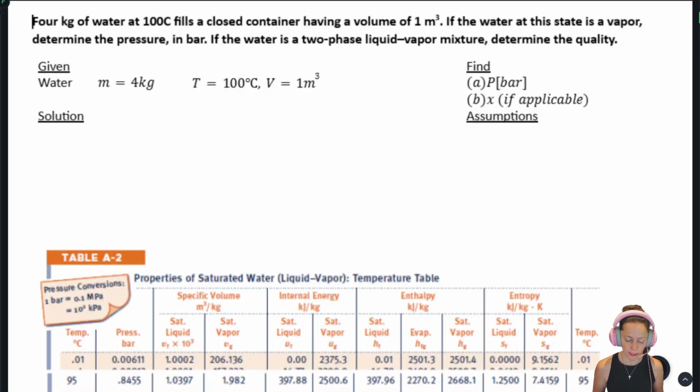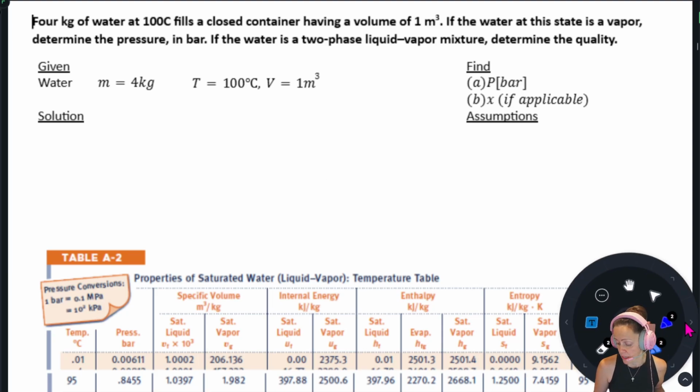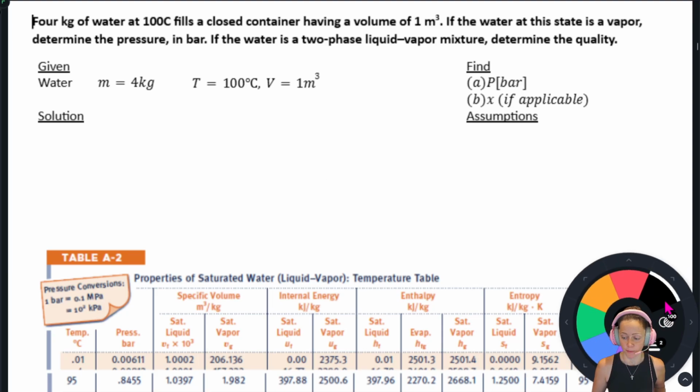All right, so we have 4 kilograms of water that fills a closed container having a volume of 1 meter cubed. If the water at this state is a vapor, determine the pressure in bar, and if the water is two-phase, determine the quality. So if it's not two-phase, then of course we don't have a quality and we don't have to report it. So, all right, the first thing that I need to do is figure out, do I have enough information to fix the state?